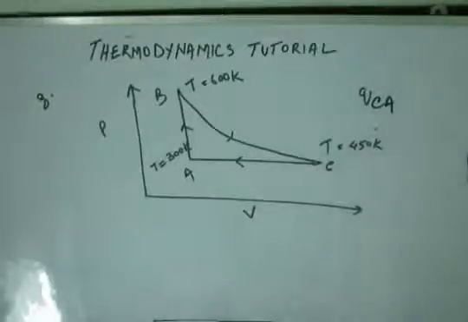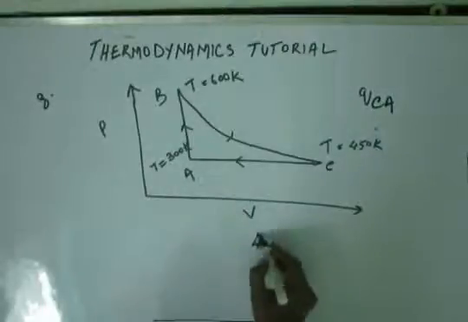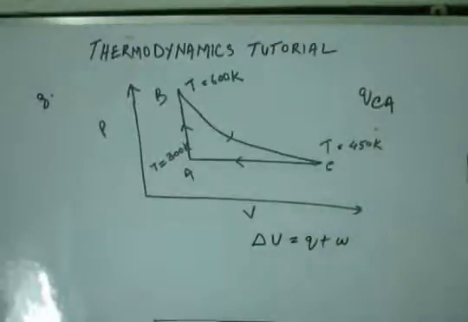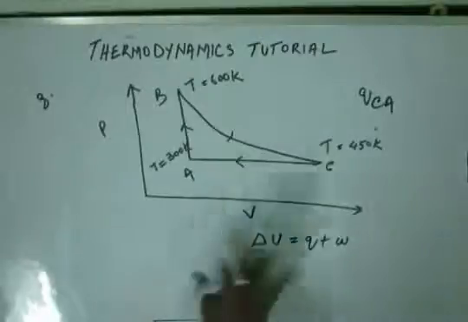Now again, definitely you are going to use somehow or the other thermodynamics first law. So let's write the thermodynamic first law: delta U is equal to Q plus W. We have to calculate Q, so somehow we must know W and delta U. W is work done, so we have to find out work done, and we have to find out delta U. Now delta U you can find because temperature has been given.